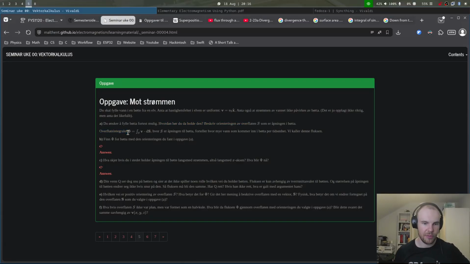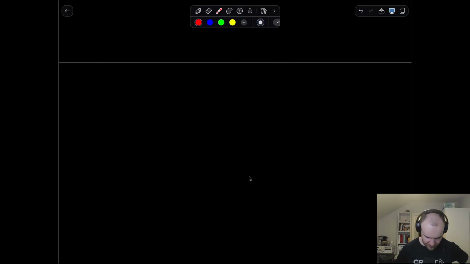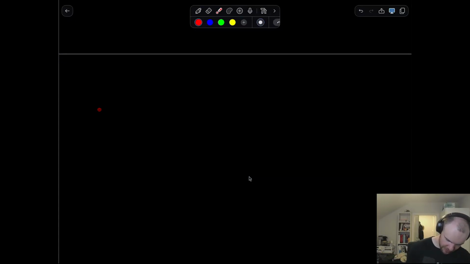The surface integral flux is equal to this. Call this flux, and find the flux for the bucket with the orientation you found in task A. It streams into the bucket, so let's say it's positive. In our case, the flux is just the velocity field, v dot ds, like that.